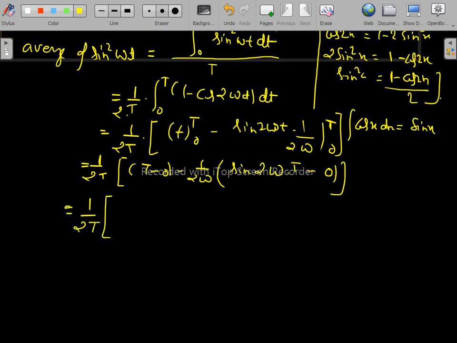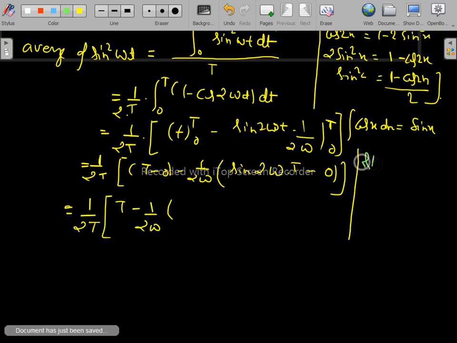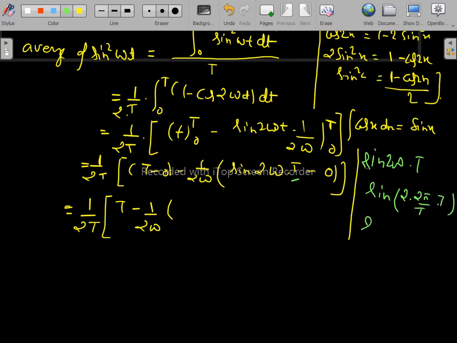Okay, this is 1 by 2T, and this one is T, and this is 1 minus 2 omega. And now we need to solve this term separately. See here, this is sine of 2 omega and capital T, right? Now what can we write in place of omega? 2 pi by T, so 2 omega becomes 2 times 2 pi by T, and this is T. Now this T and T will cancel out.